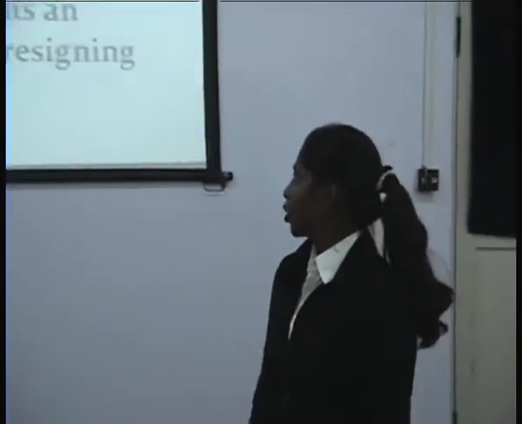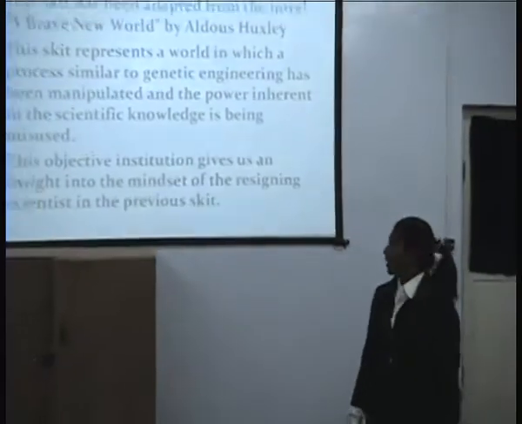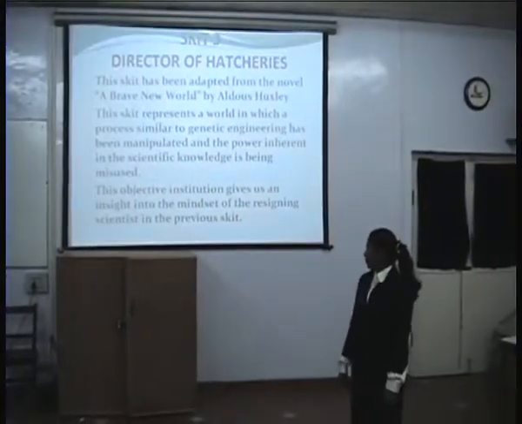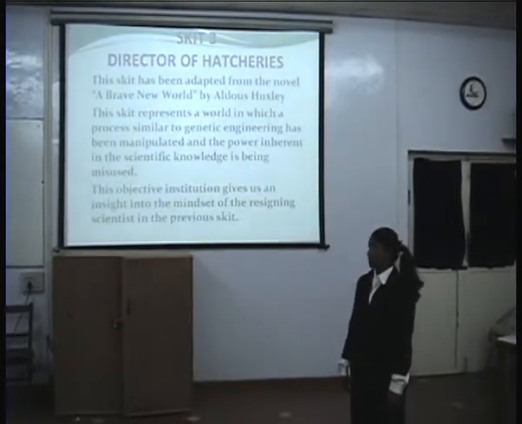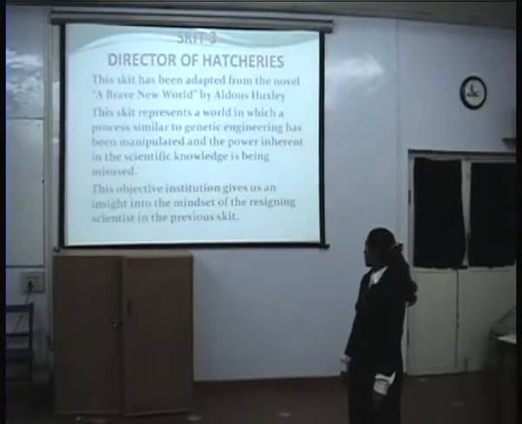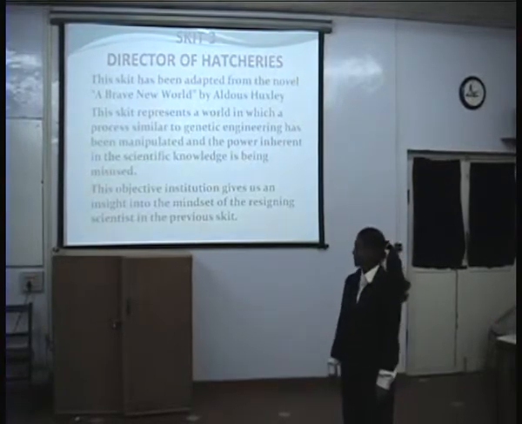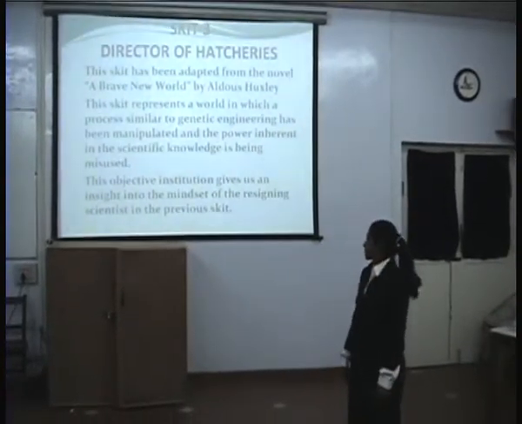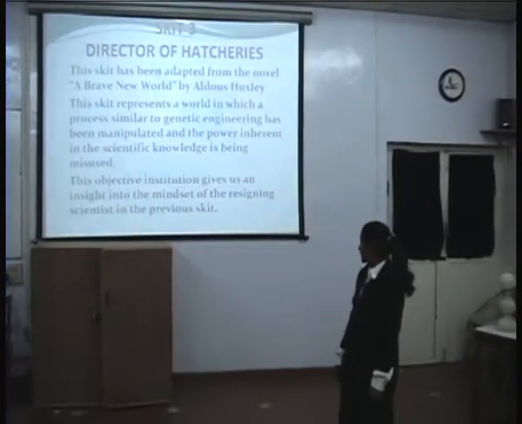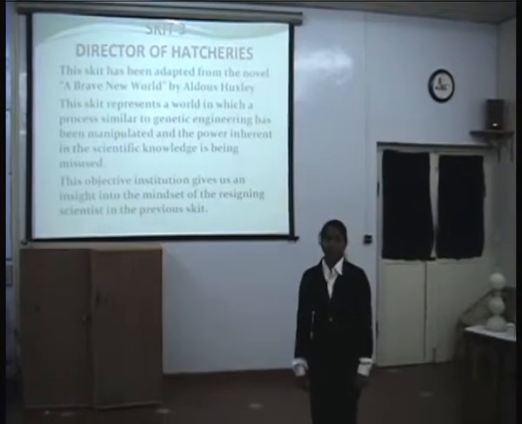This skit is a sub-skit from the Two Scientists skit, and it is called Director of Hatcheries. It has been adapted from the novel Brave New World by Aldous Huxley. This skit represents a world in which a process similar to genetic engineering has been manipulated and the power inherent in the scientific knowledge is being misused. This objective institution gives us an insight into the mindset of the resigning scientist in the previous skit.